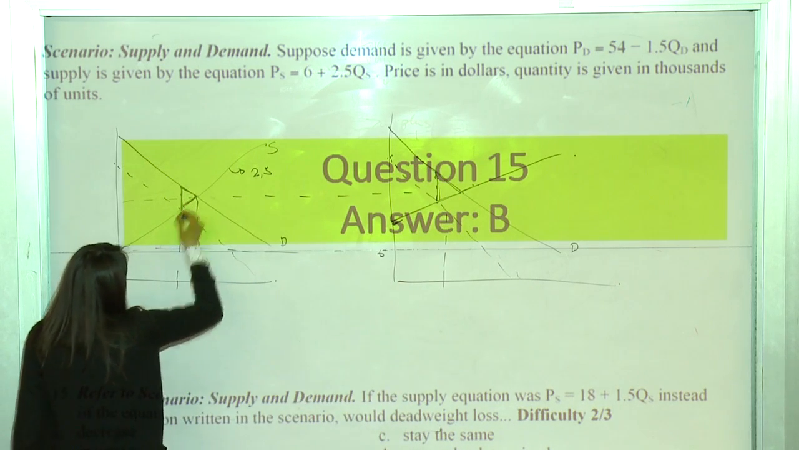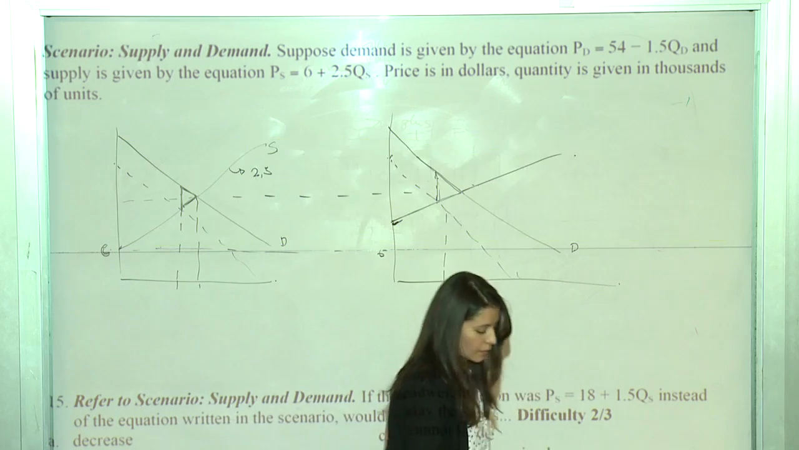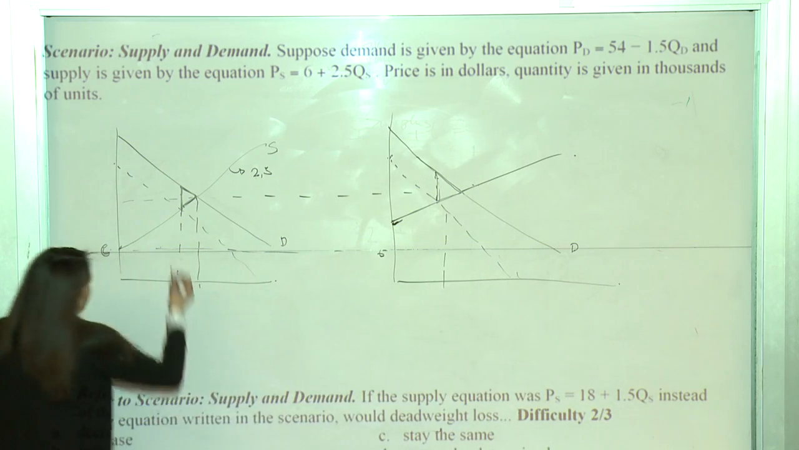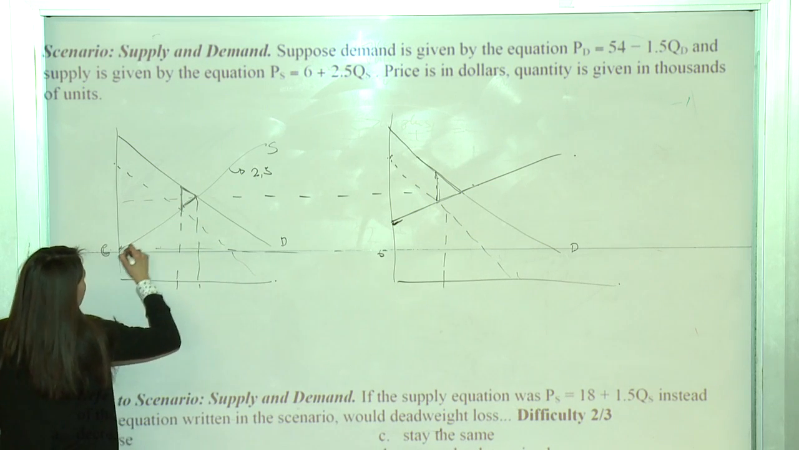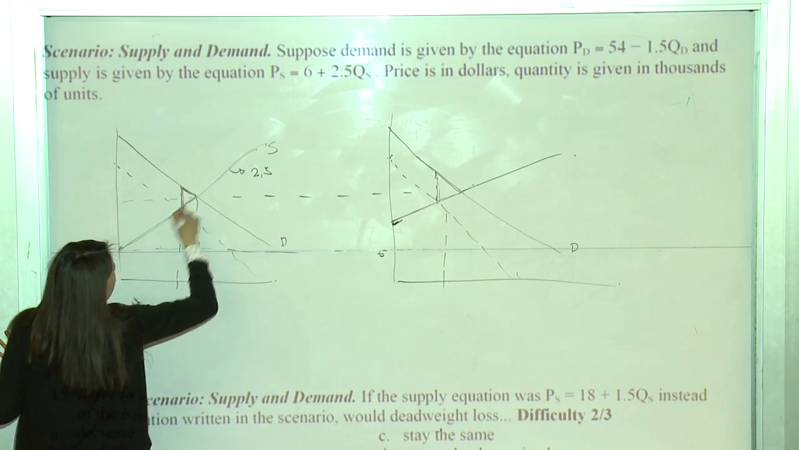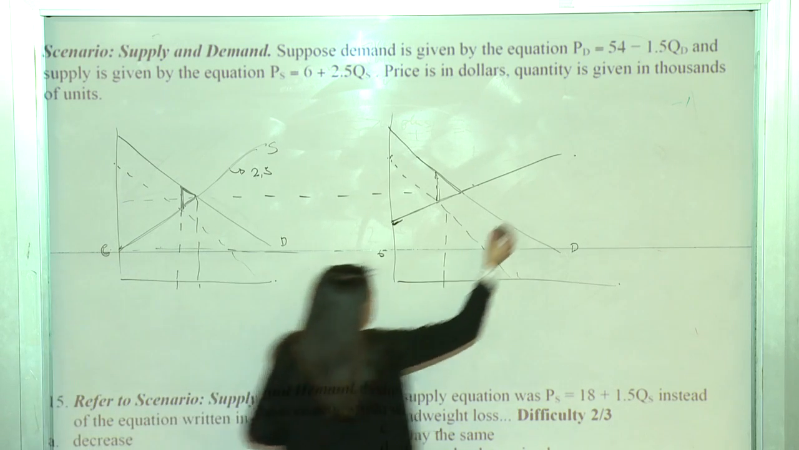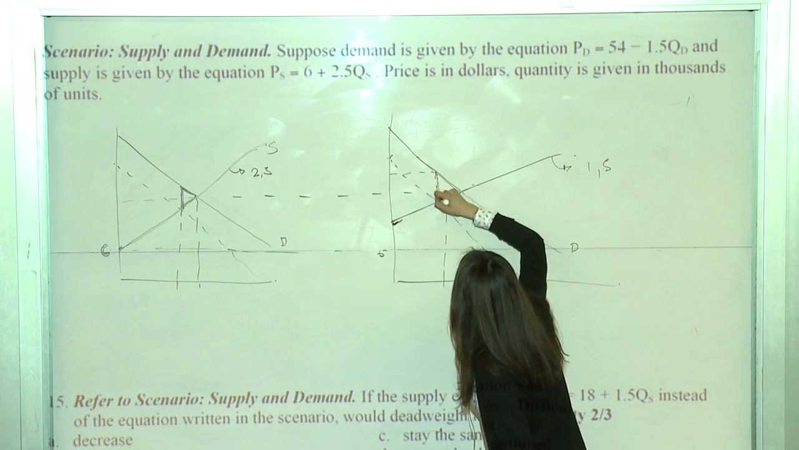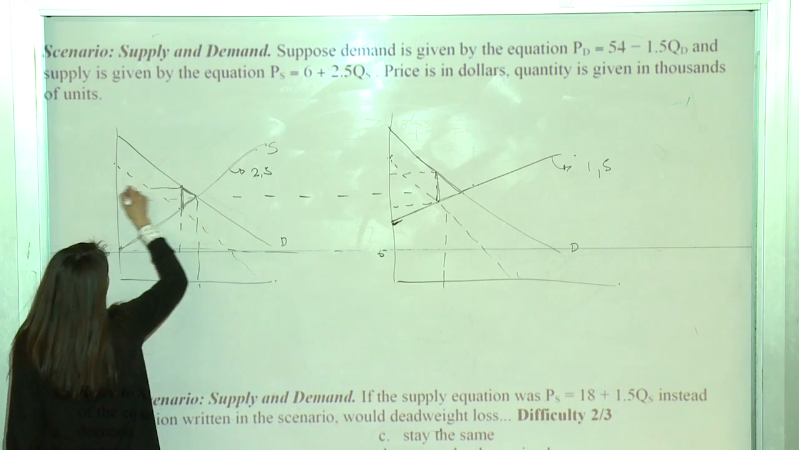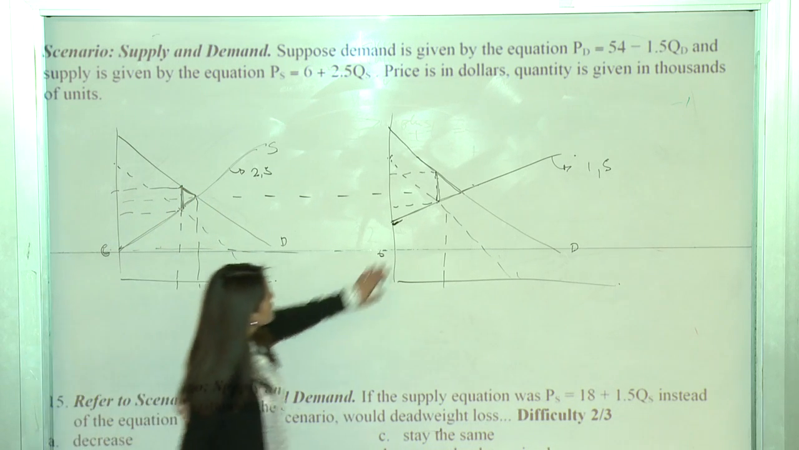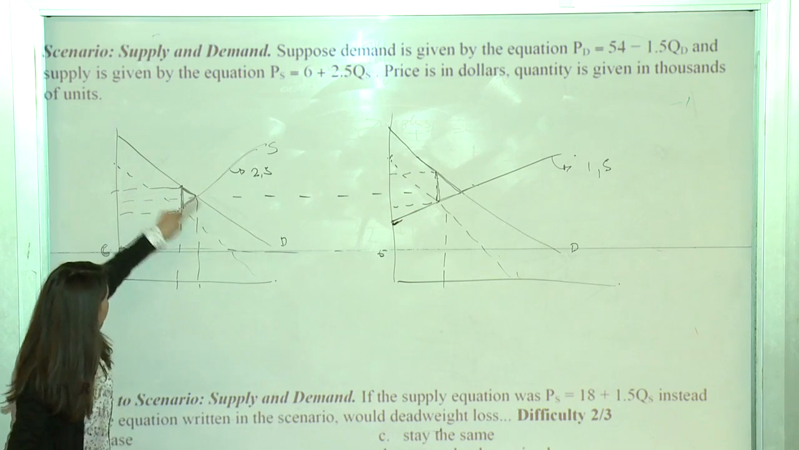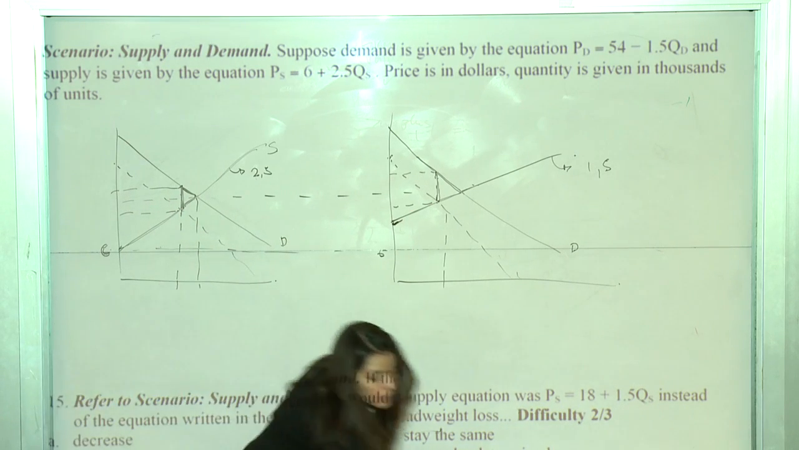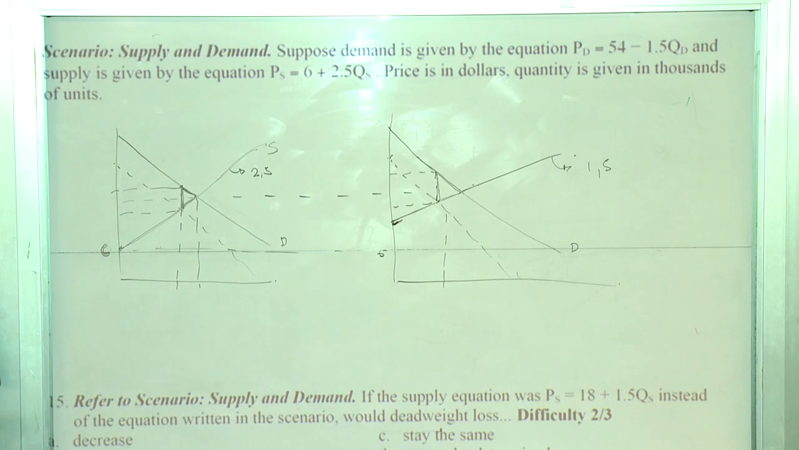Okay, now you can see it better. Here, you have this one that is steeper, right? And here, this one is flatter with a slope of 1.5. So the deadweight loss here is higher than here. So the answer: when the supply curve changes to a more elastic curve, the deadweight loss increases.